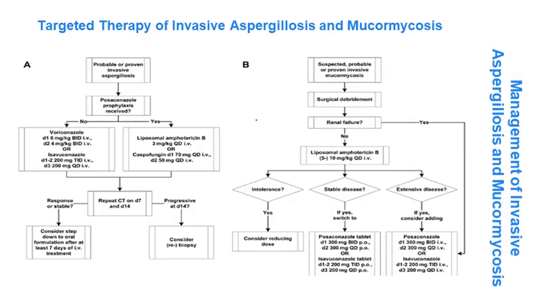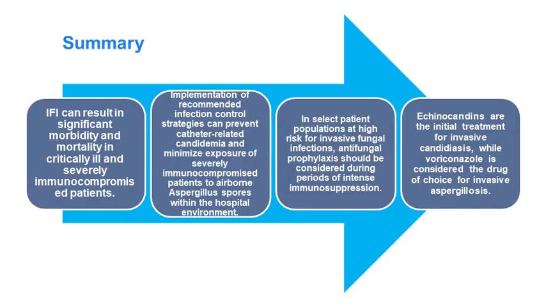Finally, we will go through the management of invasive aspergillosis and mucormycosis with targeted therapy. Voriconazole is considered the drug of choice for invasive aspergillosis. In breakthrough aspergillosis during azole prophylaxis, liposomal amphotericin B will be the drug of choice. Moreover, isavuconazole may be used as an alternative therapy for invasive aspergillosis and a new treatment option for mucormycosis.